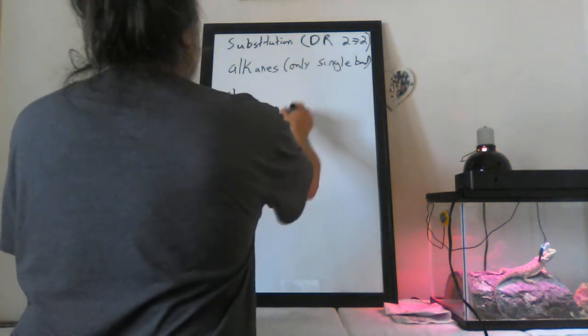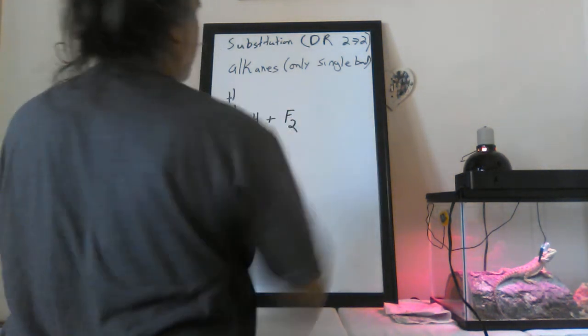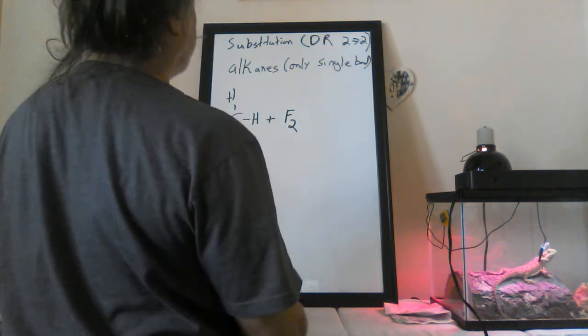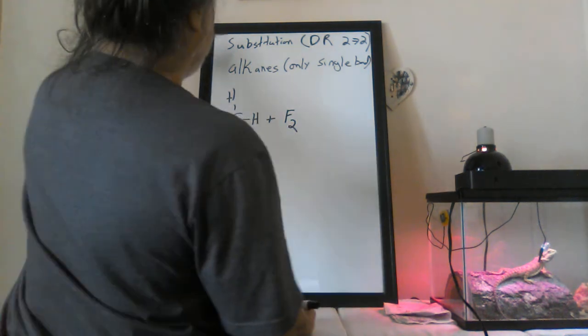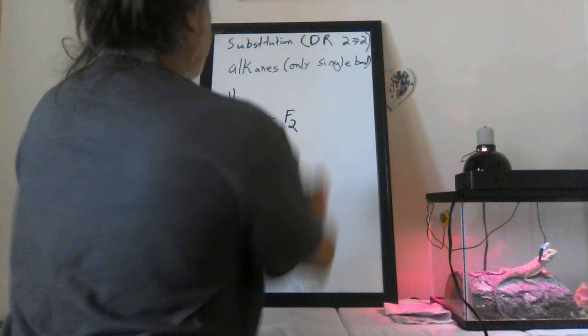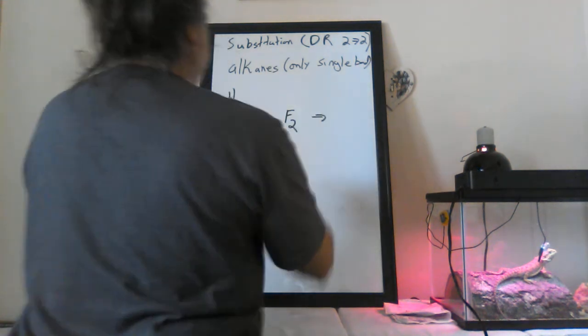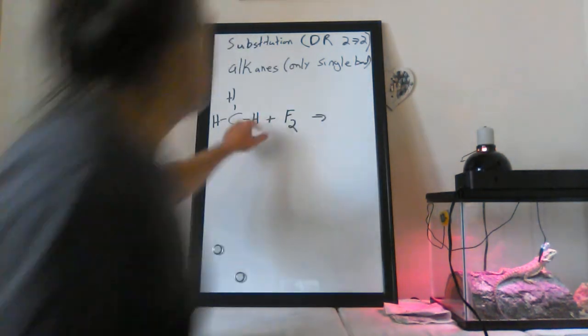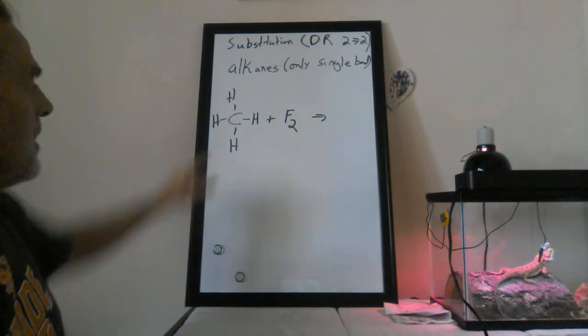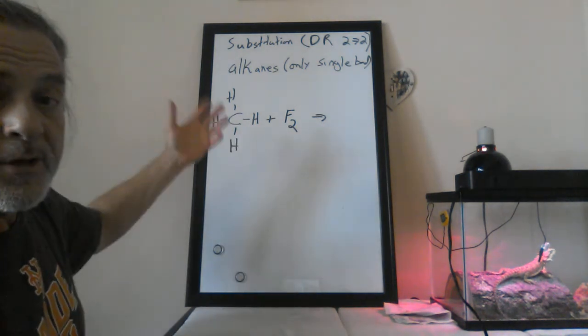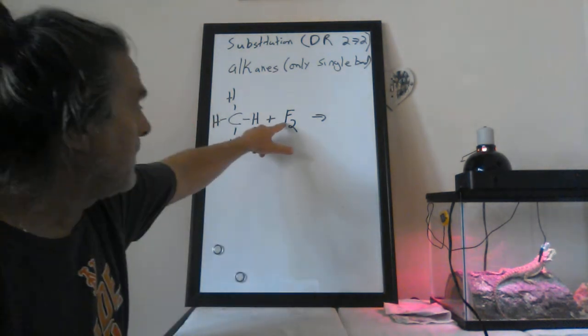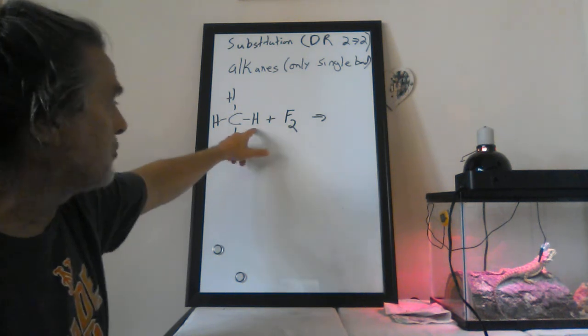And we're going to combine this also with fluorine. That would be the halogen. It's a halogenation reaction. It's halogen substitution. And what's going to happen? The same thing. A fluorine is going to substitute for one of the hydrogens. But carbon already has four bonds. It only makes four bonds. So in order for one of these fluorines to come in, a hydrogen has to come off.